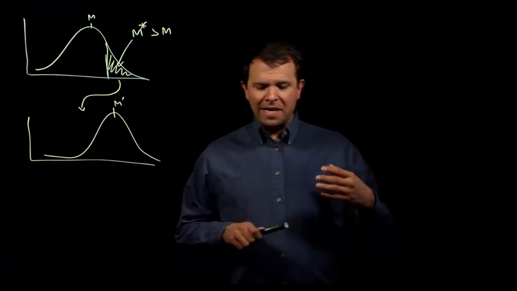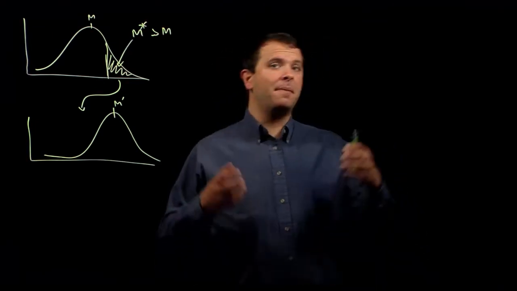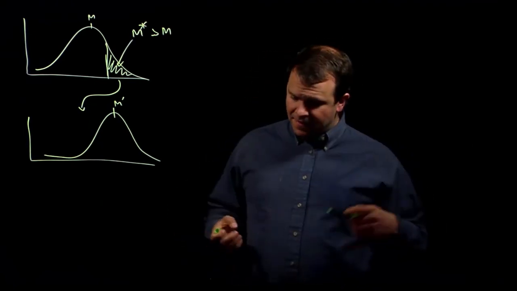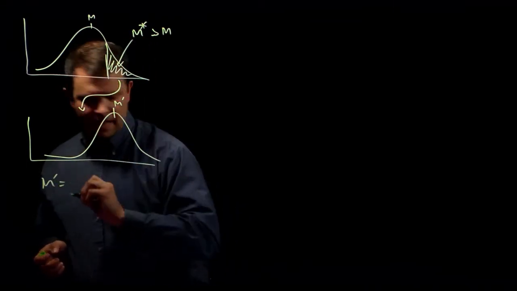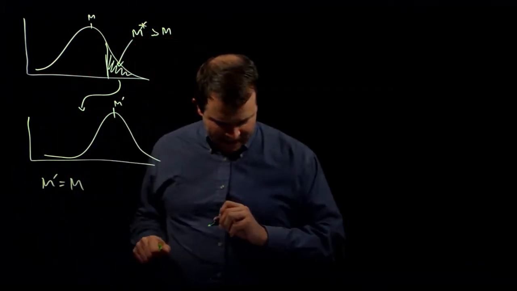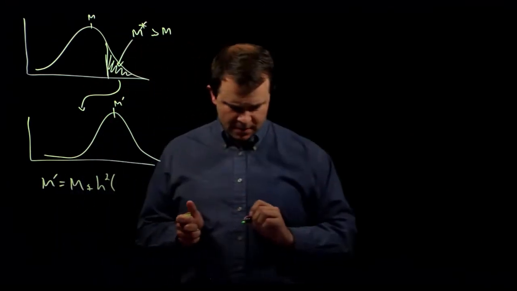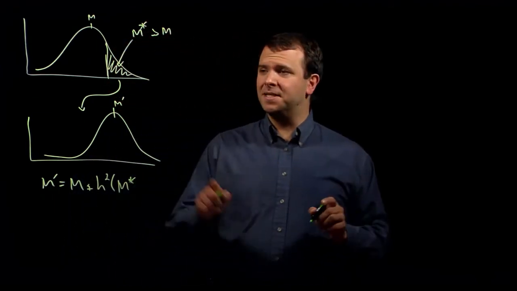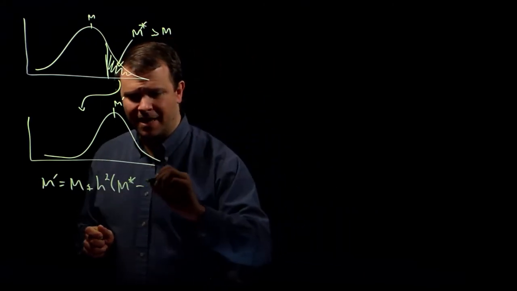And so if we know the narrow sense heritability of this trait, for example, by doing a correlation study like we talked about in the last video, then the progeny population mean, M prime, is the parent population mean, M, plus h squared times M star, which is the mean of our selected population, minus M.